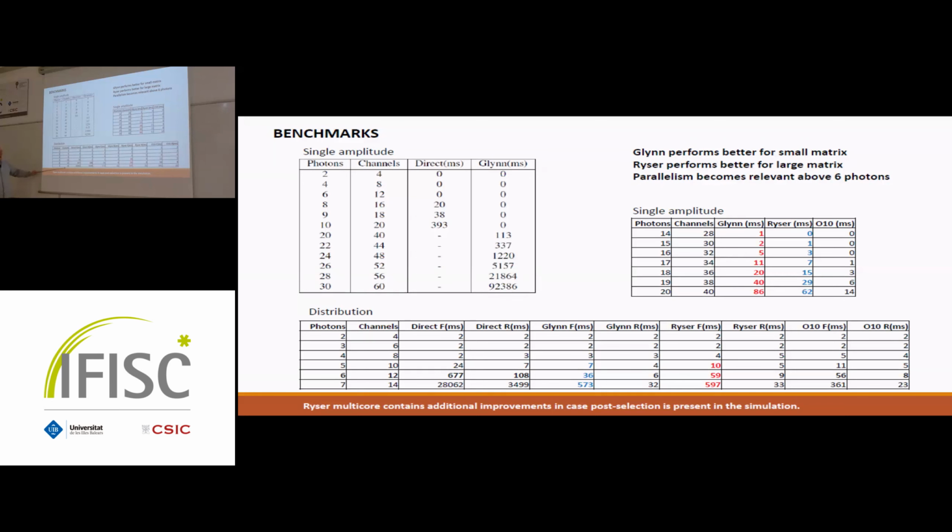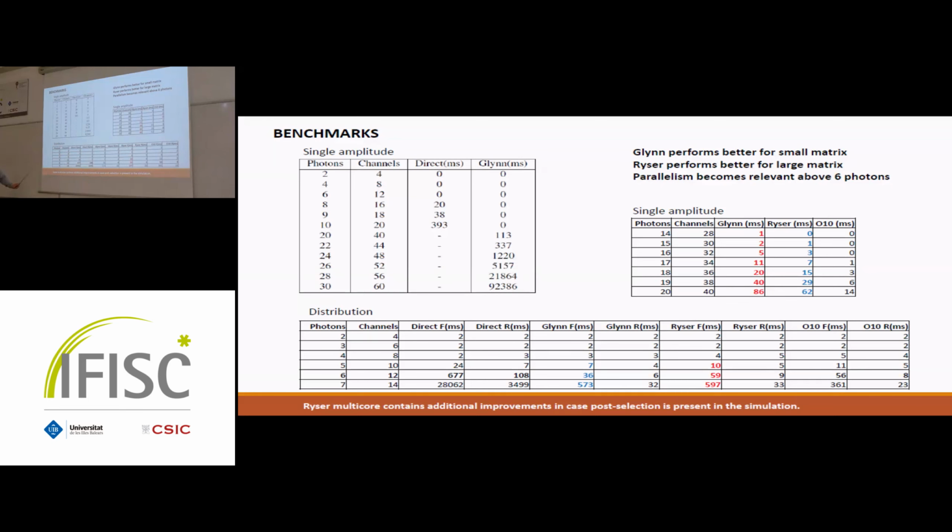That depends on some other conditions, but between 7 and 10 photons will be the realistic circuits that we can handle. So double channels again, random circuits, and we have here direct, Glynn, Ryser, and Ryser with 10 cores, and we can compare. We can see how Glynn performs a bit better for smaller matrices than Ryser, and how for these small matrices the parallelism does not have that much value, but as soon as we start increasing the number of photons, parallelism becomes more important, and Ryser begins to be a better method.